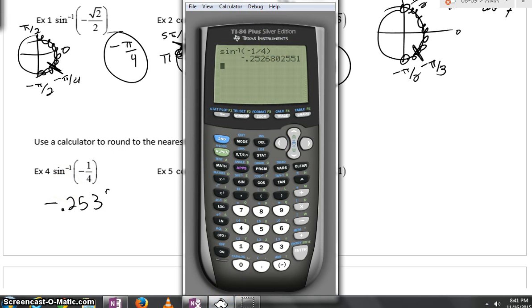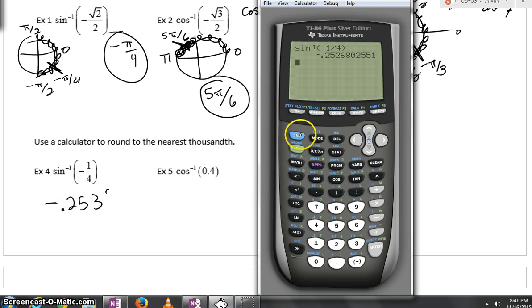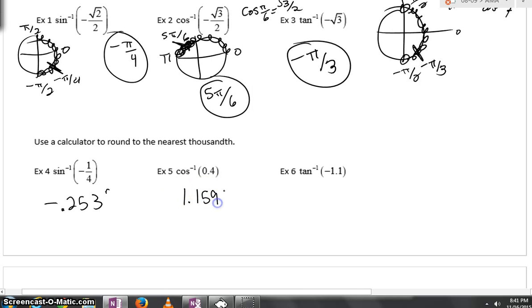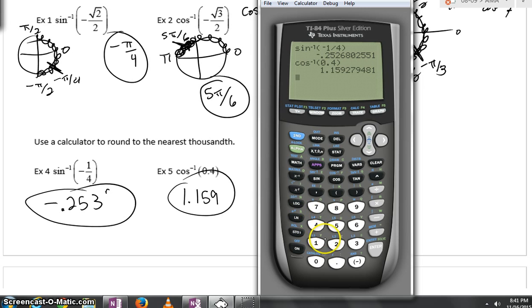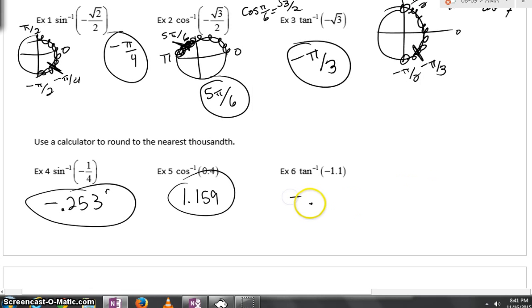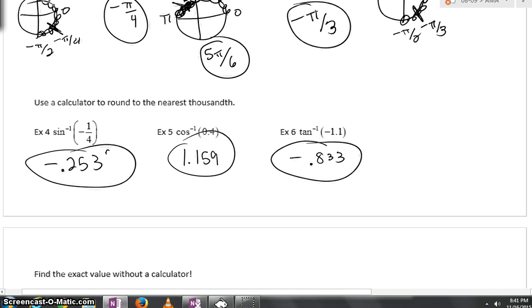In a very similar way, we can say inverse cosine of 0.4, second cosine of 0.4. Again, we will get an angle in radians, and we'd get about 1.159. Again, you don't need the little r up there. Inverse tangent of negative 1.1. We can do that very quickly as well. And we'd get about negative 0.833. All of these are radian measurements. All of these are representing angles.